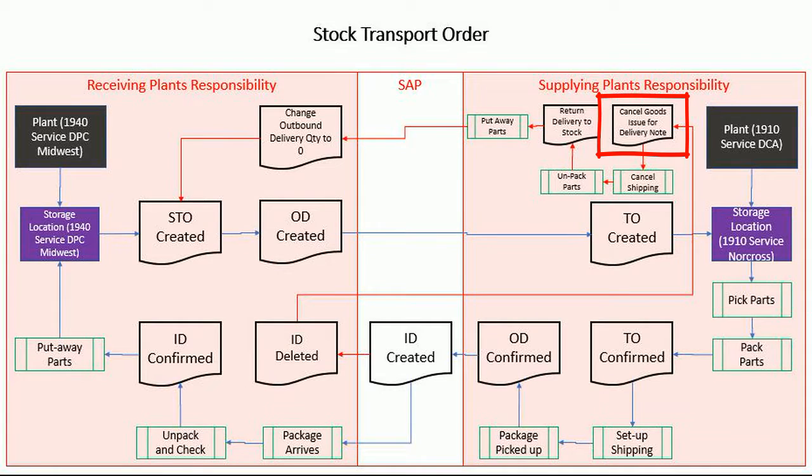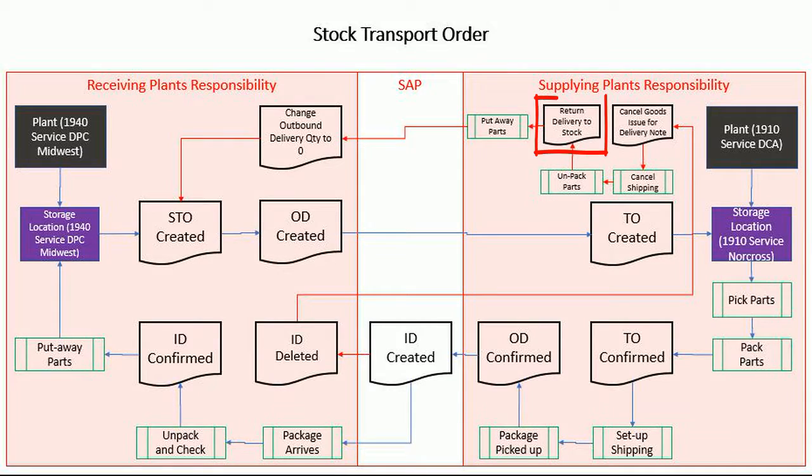Second, the supplying plant must cancel the goods issue for the delivery note. This will return the parts from a material document in SAP to the outbound delivery. Now any shipping that was set up for the component must be cancelled if no shipment is to be made, and the parts must be unpacked if they have already been packaged.